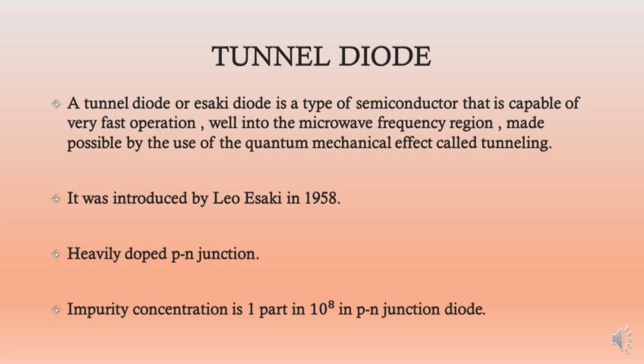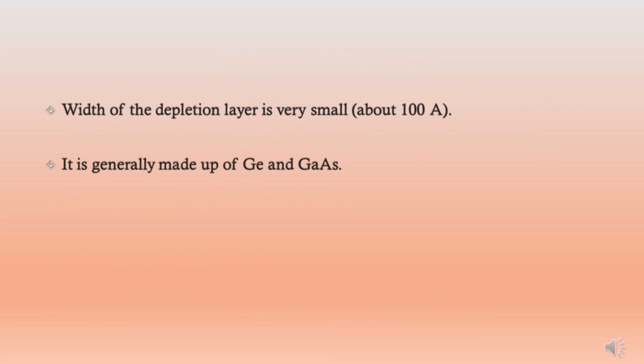Heavily doped PN junction. Impurity concentration is 1 part in 10^3 as compared to 1 part in 10^8 in a PN junction diode. The width of the depletion layer is very small, about 100 angstrom. It is generally made up of germanium and gallium arsenide.